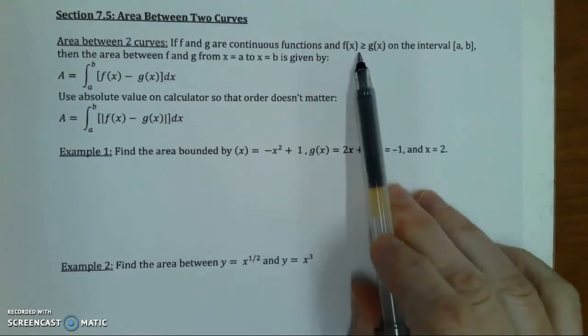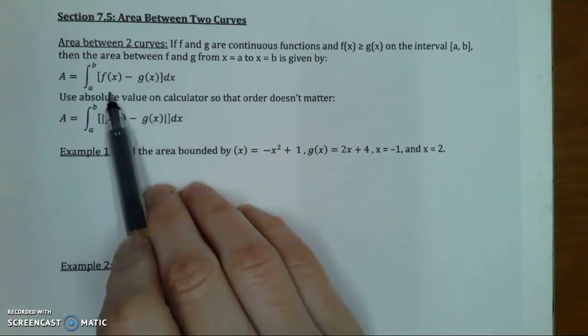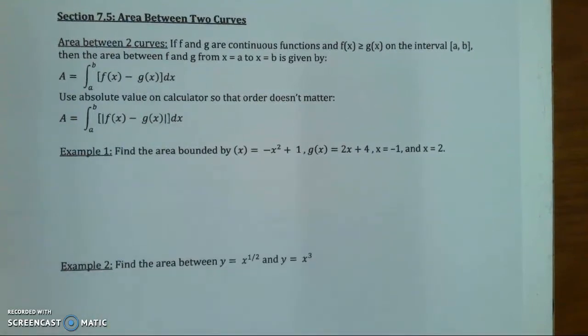Now, our general definition, this f function must be the greater function. It has to be higher up because it's very important to have the top function minus the bottom function. With subtraction, the order does matter. Here's where our calculator is really going to come in handy though.